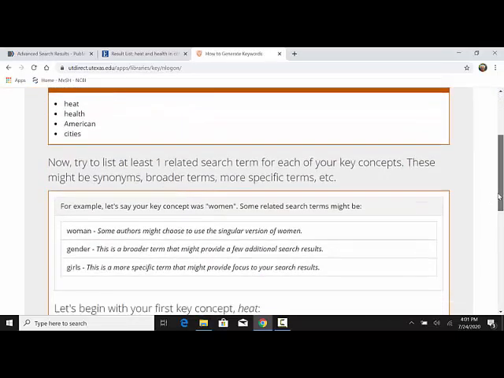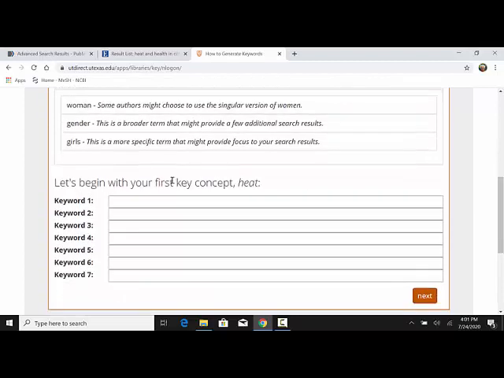Now for each of these subtopics, I'm going to need to come up with some related terms, and they could be equivalent terms or they could be terms that are slightly more specific. So when I think about heat, I think about summer. You might think about the surface temperature. You could think about the heat index that we hear about on the weather. We could think about the heat island effect. Again, I don't have to come up with 7 terms here. That's just room in case you need it.